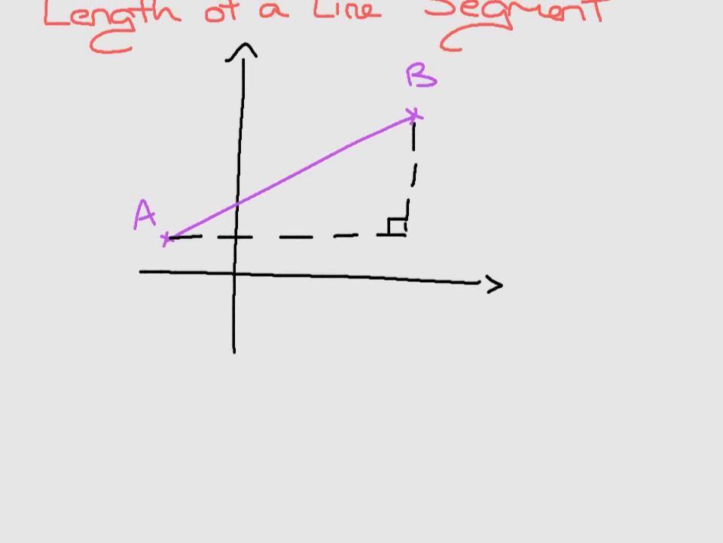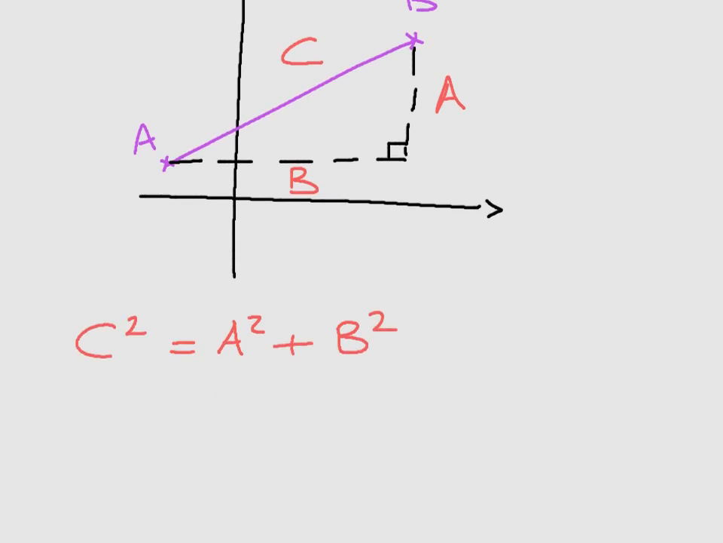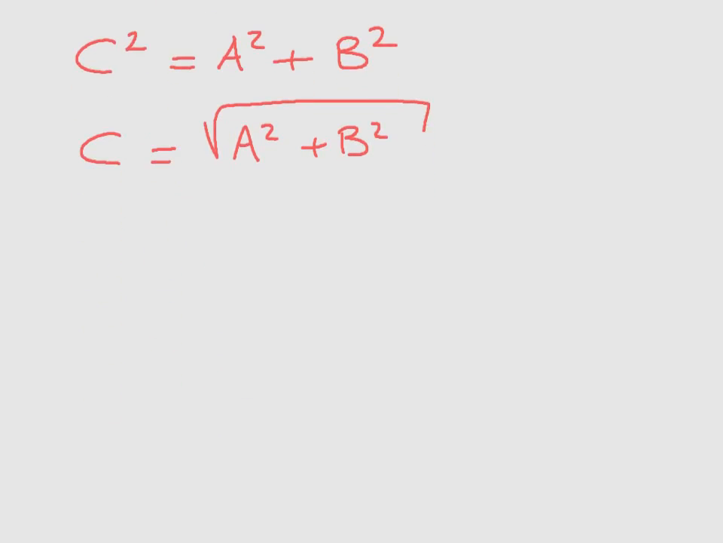So, if I now on the same graph were to label the sides, and let's say I call this side length C, I'll call this side length A, and I'll call this one B, then Pythagoras' theorem, which we all know, tells us that C squared is equal to A squared plus B squared. This then leads us to the fact that C will be equal to the square root of A squared plus B squared. That's Pythagoras' theorem.